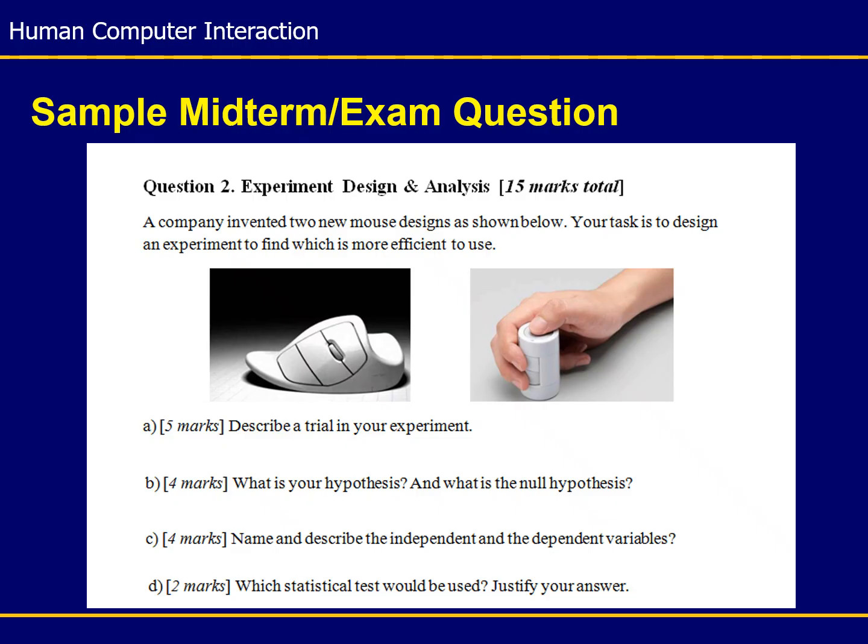Now the last question is, which statistical test would you use? Since we have only 2 variations, mouse 1 and mouse 2, this is going to be a t-test. And if I have specified somewhere along my explanation that I'm going to be doing it within subjects, then it's going to be a paired samples t-test, or just a paired t-test.